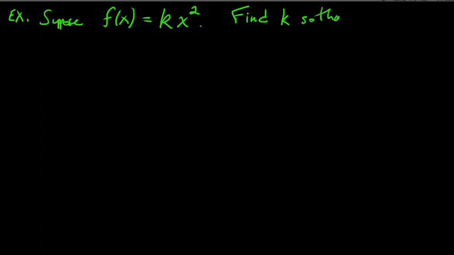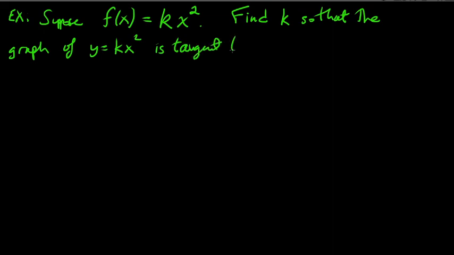so that the graph of y equals kx squared is tangent to the line y equals 24x minus 36. So we're looking for k.